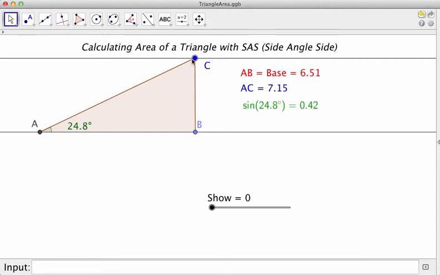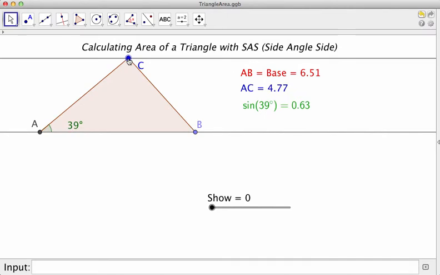Suppose that we have a triangle and we know SAS about this triangle, which is to say we know the length of one side, the length of another side, and the measure of the angle formed where those two sides meet, the included angle. So in this case we have AC currently equal to 4.6, AB equal to 6.51, and angle CAB equal to 40.66 degrees.